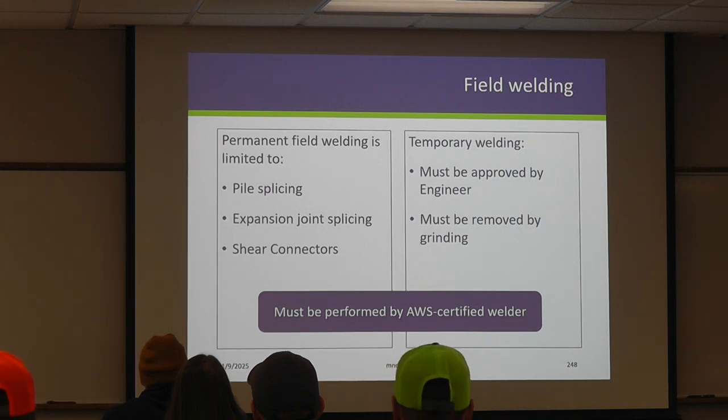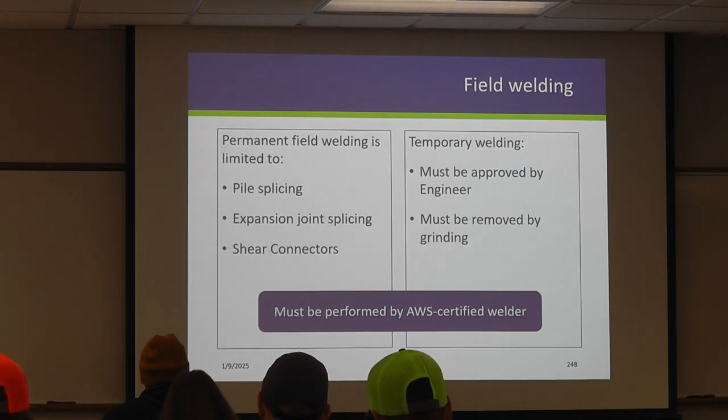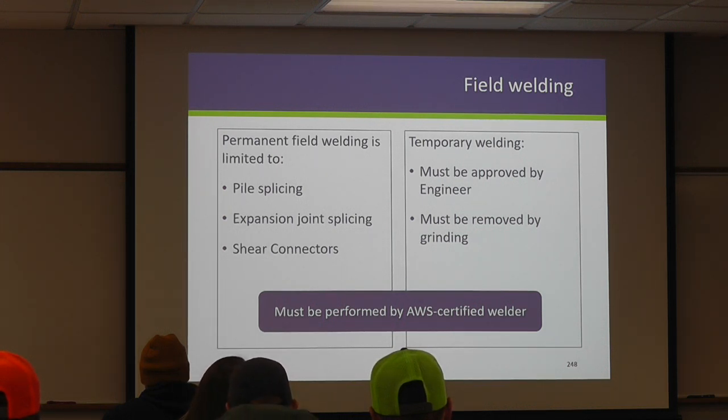Moving on to field welding. Permanent field welding is limited to pile splicing, expansion joints, shear connectors, unless it's documented in your plan set. Minnesota is pretty much a no field weld state, purely because of the quality control piece of it. Doesn't mean it doesn't happen, but we try to avoid it in these high stress regions.